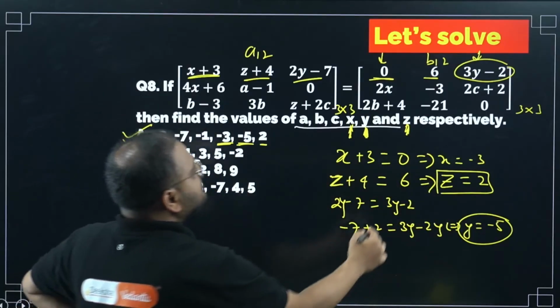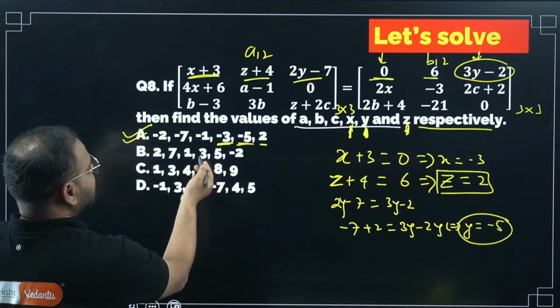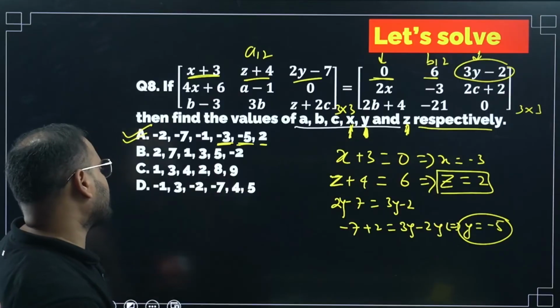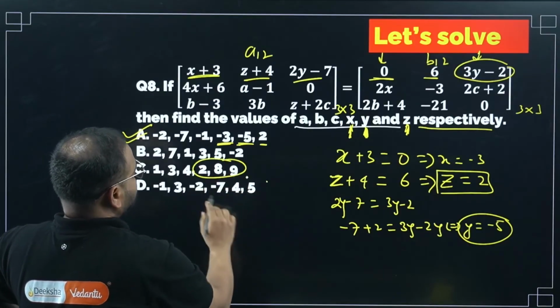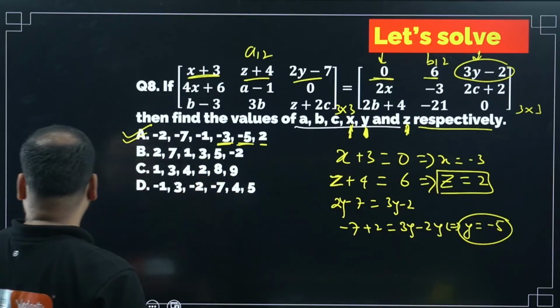The order has to be the same, because they are saying respectively, in that order. Okay, this cannot be true because there is a minus sign missing here, and the same goes with the other options also. They are not the same. So I can say only A is my correct option. If you want, you can solve for A, B, C also.